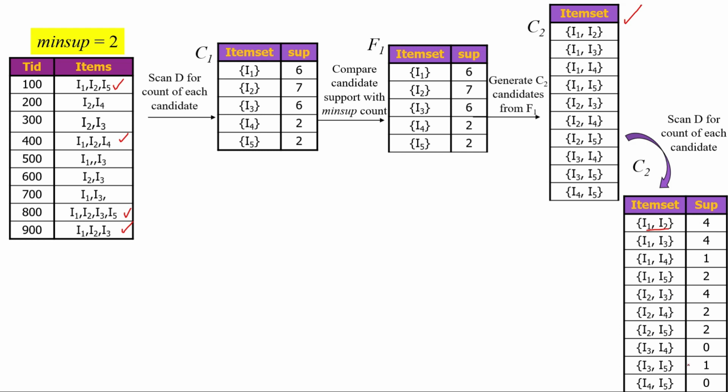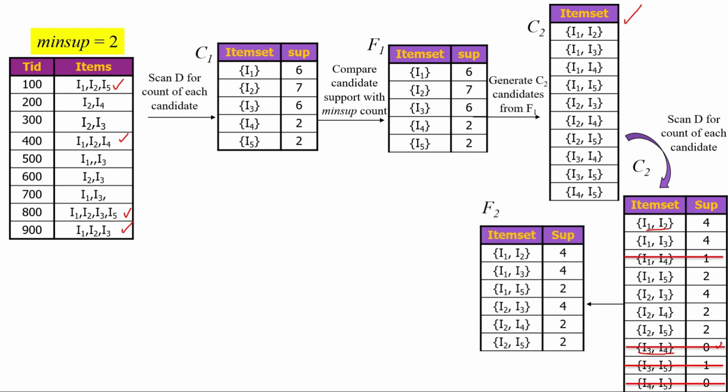Similarly for other item sets you can calculate. As you can see, we check I3 and I4. There is not even a single transaction in which these both items occur together, so their support count is 0. That's why we discard the item sets that are below the minimum support value. So our frequent item sets of length 2 will be this, which contains I1, I2 with the support count of 4, I1, I3 with support count of 4, I1, I5, I2, I3 and so on.